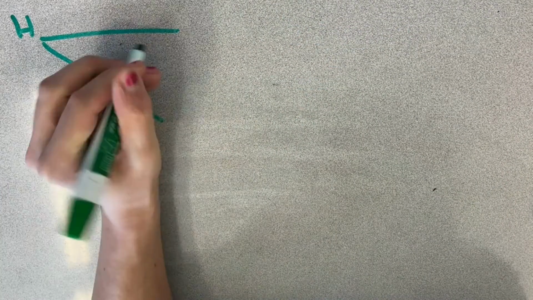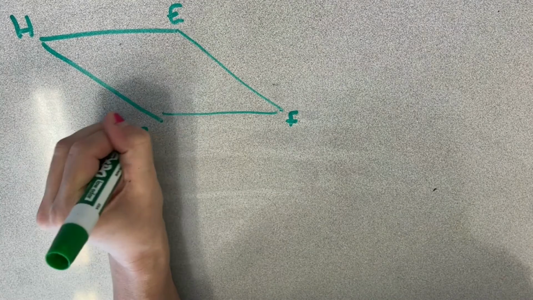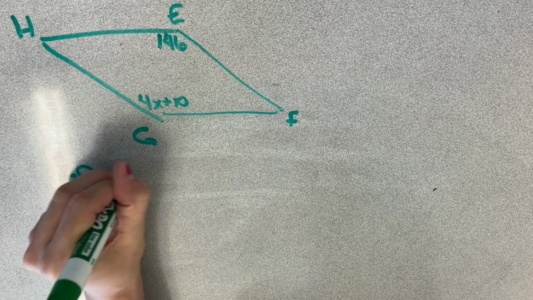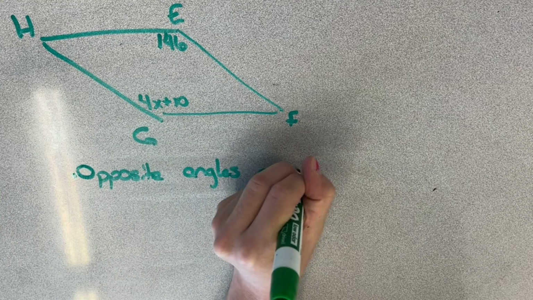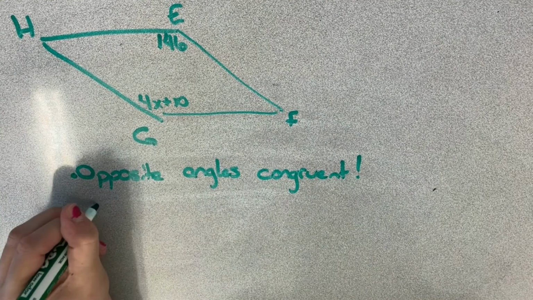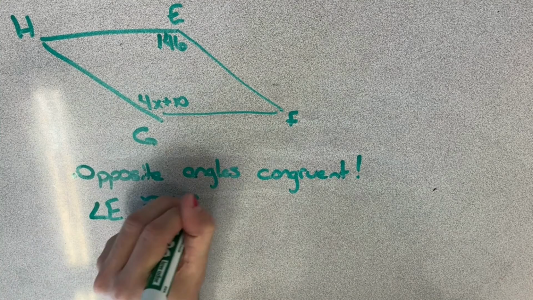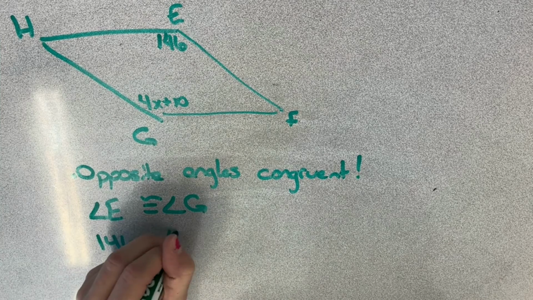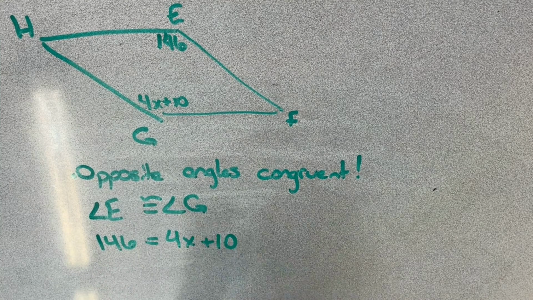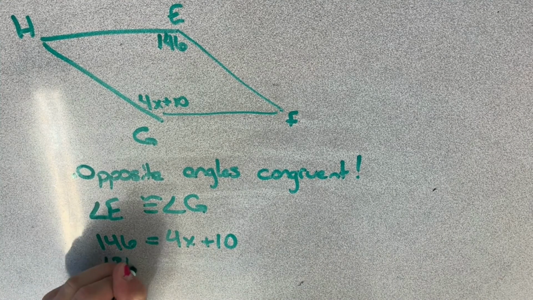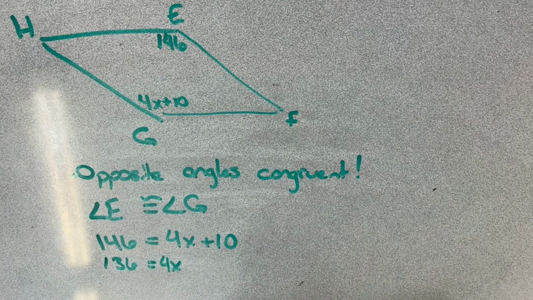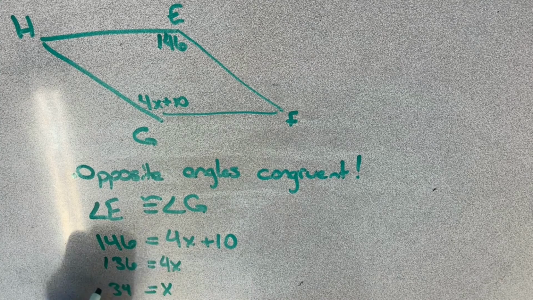So now let's take a moment to try to apply these properties. We've got a couple of examples we're going to work through. So let's start with this problem where if we have angle E is 146 degrees, angle G is 4x plus 10, we know opposite angles are congruent. So angle E has to be congruent to angle G. They have to have the same measure. So we know 146 must equal 4x plus 10. Then we'll just solve this algebraically, subtract the 10 from both sides, and we have 136 is 4x. And then dividing both sides of the equation by 4, we have x is 34.